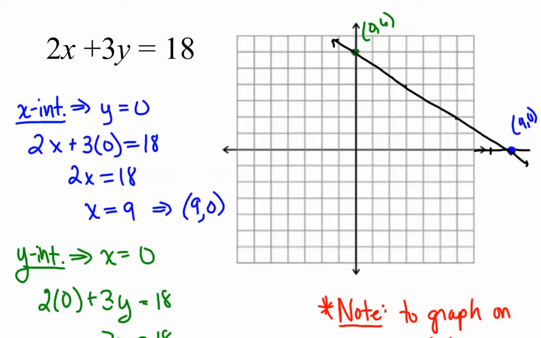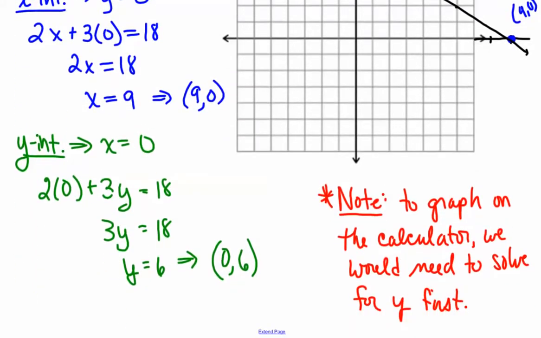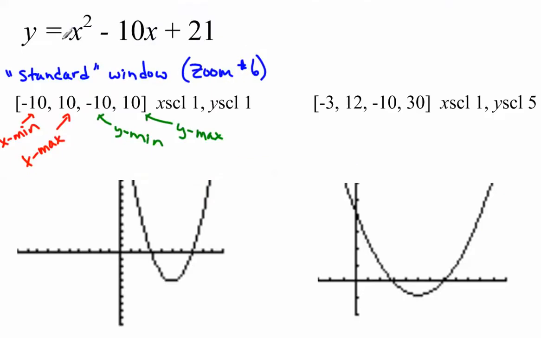Now, I have an important note here that says, hang on just a second: if I'm going to graph on the calculator, I would need to solve for y first, because you have to have it in that form in your calculator. Let's take a look at something like that. If I have y equals x squared minus 10x plus 21, it's already solved for y for me, so I don't have to do any extra work. And this one, notice, is an x squared equation. So when we graph it, it's going to be a different shape than a line. In this case, we call it a parabola.